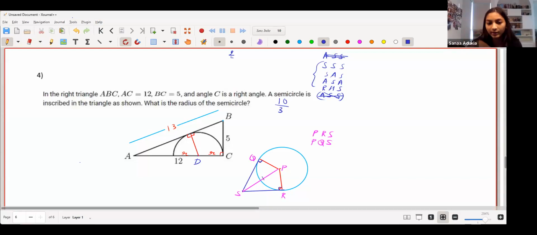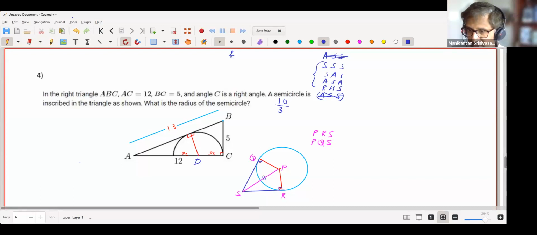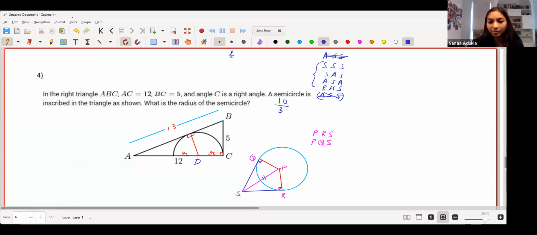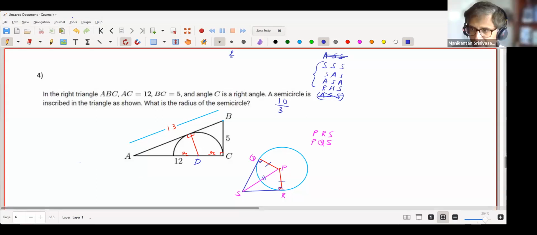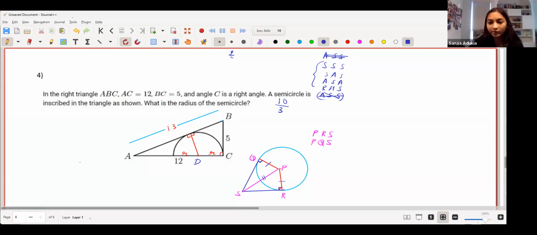So it's the exact same. So PS is common, right? Do you agree? Yes, the side PS is common. And because the radius would be the same no matter where in the circle, the radius is also the same. So PQ equals PR. Does it make sense, Neve? So therefore, by what property are these two congruent, Sana? RHS.